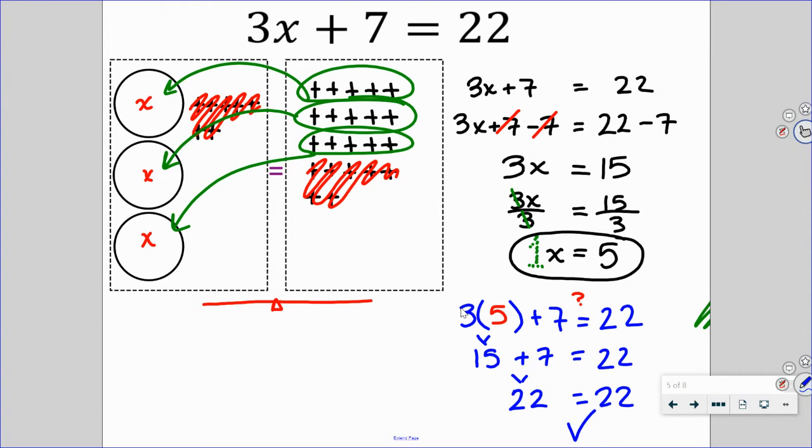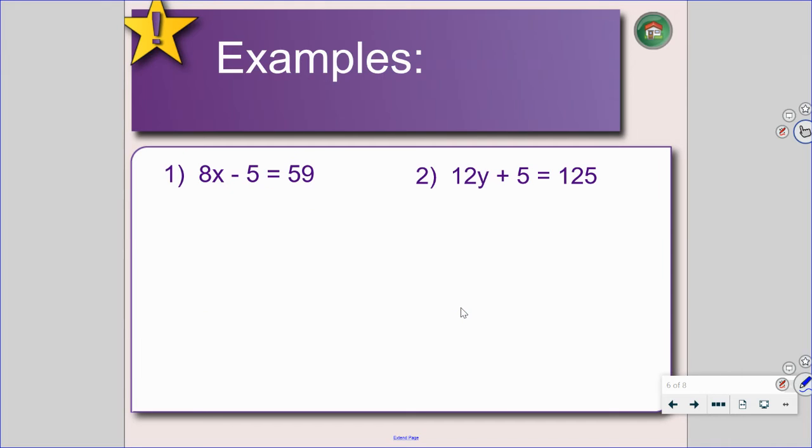Pause if you need, rewind, watch that again to see where those steps came from. Notice I use the colors with the 7 to show how to cross off 7 in my model and how to cross off 7 with numbers and symbols. I use the green with the splitting or dividing. I showed it to you with the model, and I also showed it to you. The green is splitting up the 3 into 3 parts and the 15 into 3 parts. Let's go ahead and do a couple more examples here.